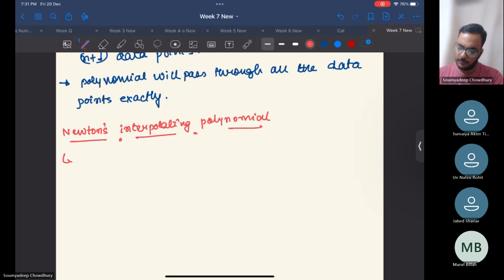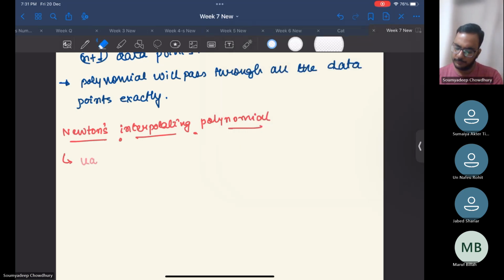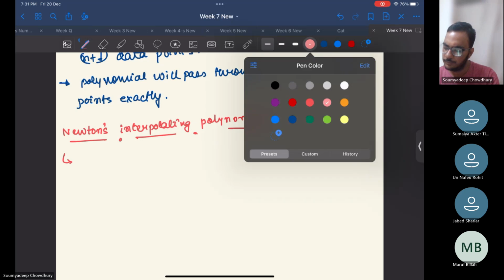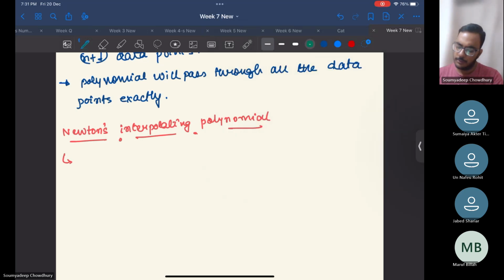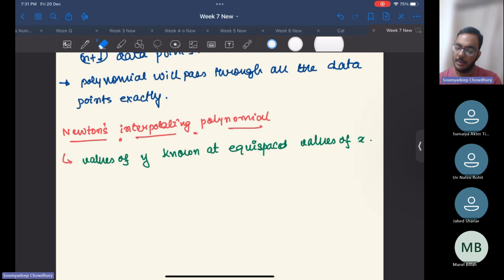So here, the values of the dependent variable y will be known at equispaced values of x. At different values of x, your value of y will be given to you. That is, the space between consecutive values of x is equal. That is, we have equispaced values of x.